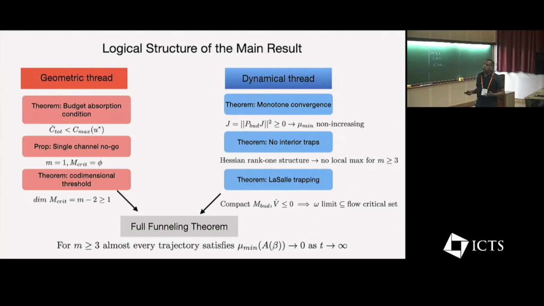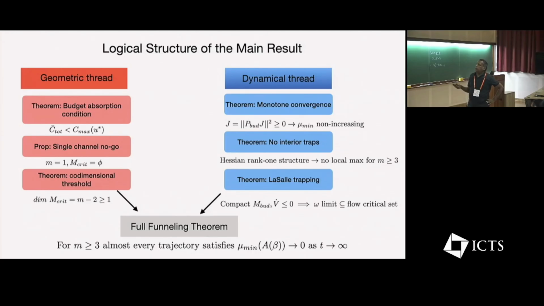And then I will show that for M, when you have only one channel, you will find no criticality. And for the critical set, which is M crit, it always has a dimensionality of N minus 2. That is the geometric thread of this theorem.